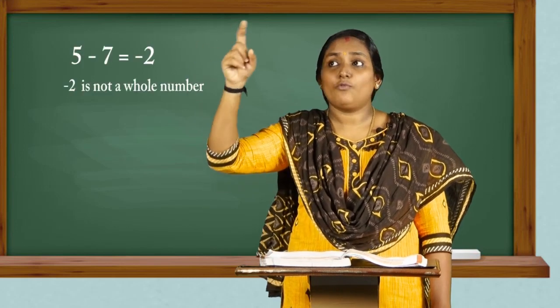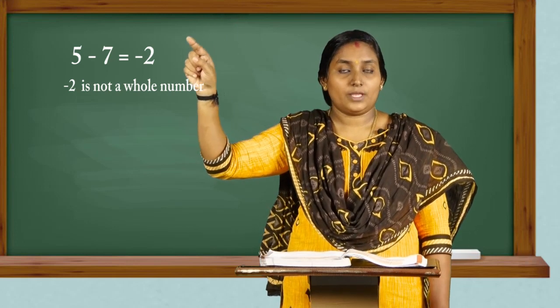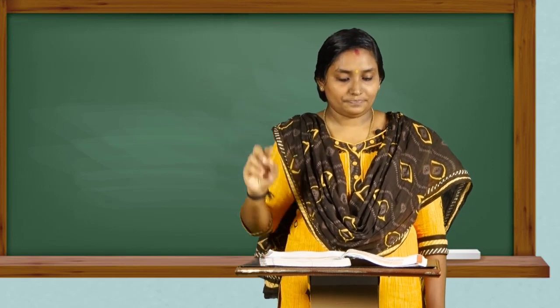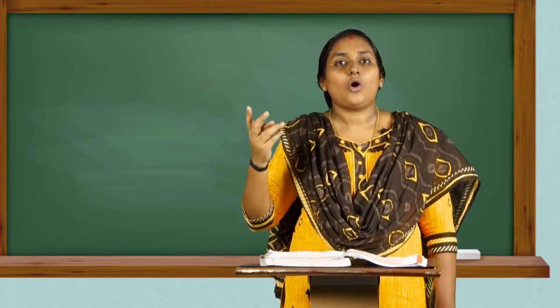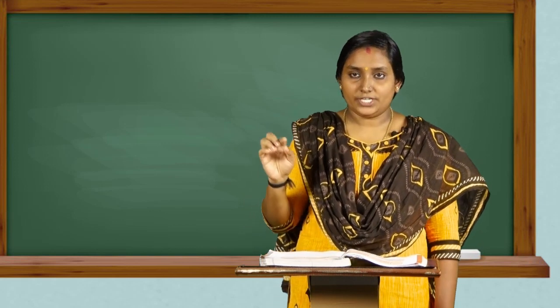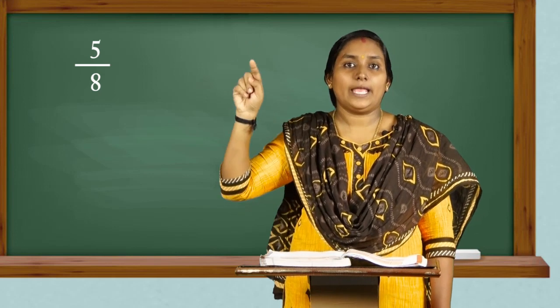For example, 5 is a whole number and 7 is a whole number. While subtracting 5 minus 7, we will get the answer as minus 2. Minus 2 is not a whole number. So whole numbers in subtraction are not closed. Minus 2 is an integer. While multiplying two whole numbers, we will get the answer as a whole number. So it is closed. And in division, 5 by 8, we will get the fraction 5 by 8 or the decimal value.